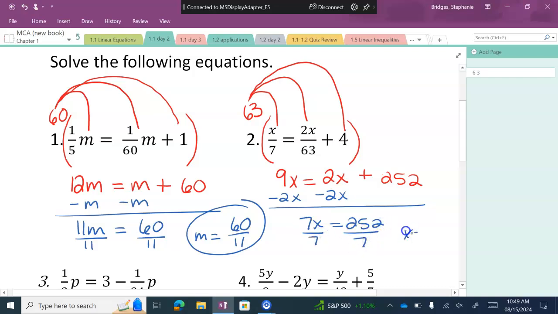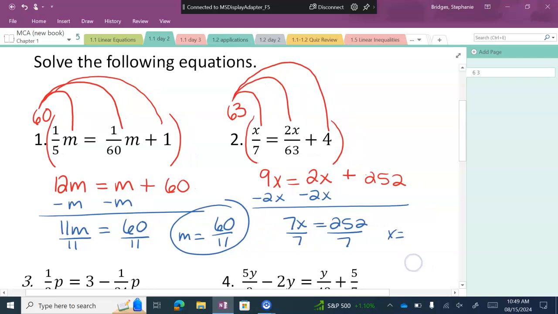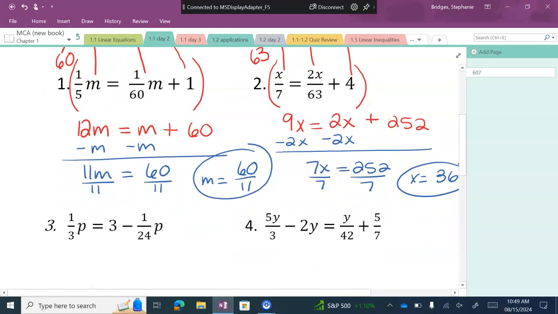And we're going to divide, and we end up with, I saw a couple people with this on their paper, 36. Okay. So we kind of get the idea? Sort of, somewhat. Okay. Try 3 and 4 then.